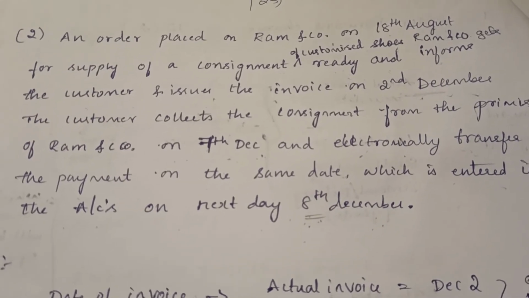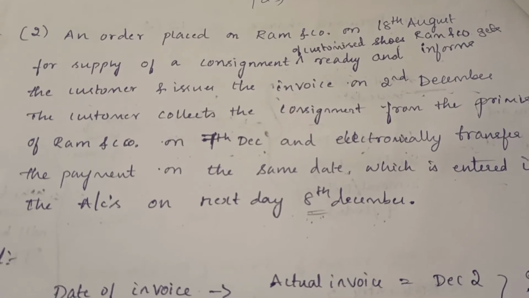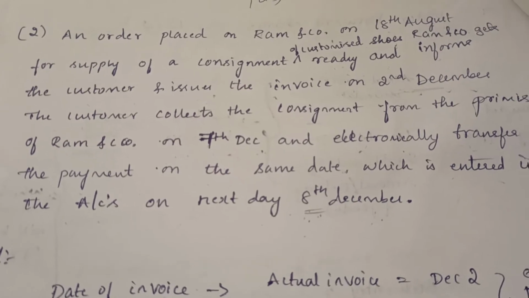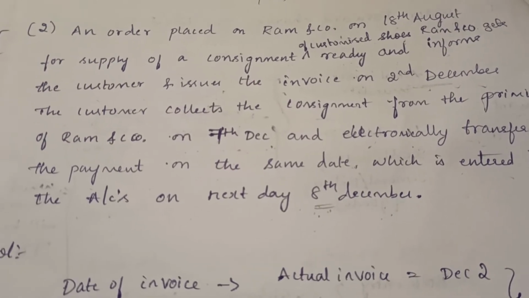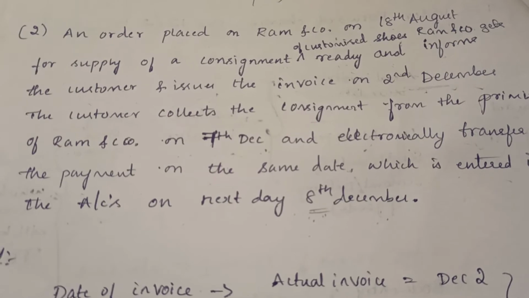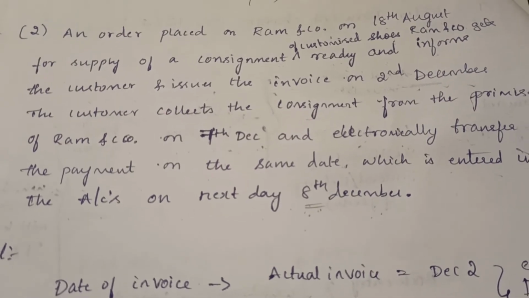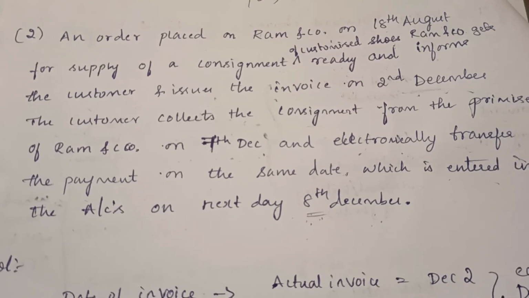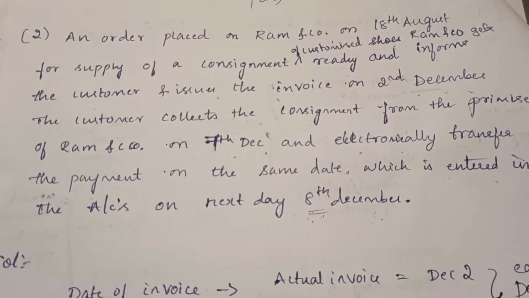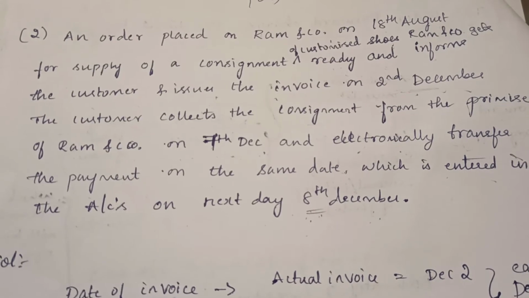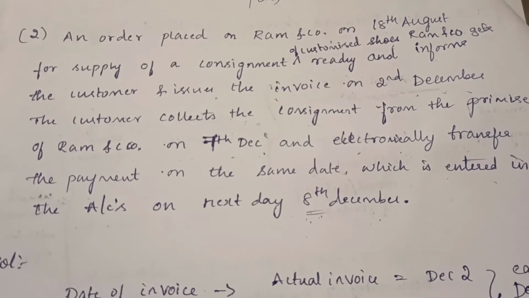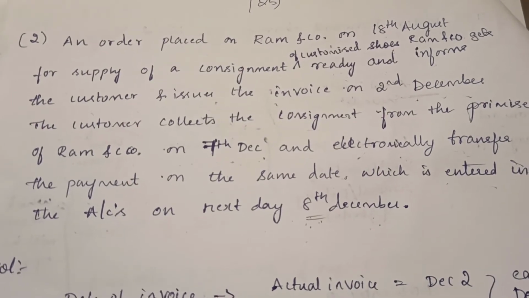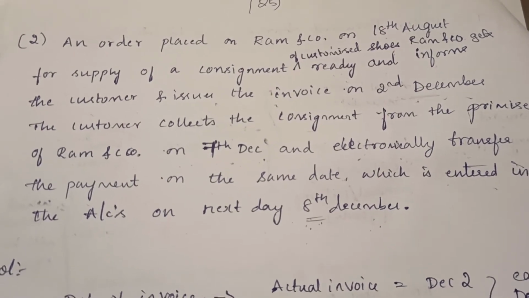Let us see one example under forward charge. An order is placed on Raman Company on 18th August for supply of a consignment of customized shoes. Raman Company gets ready, informs the customer and issues the invoice on 2nd December. The customer collects the consignment from the premises of Raman Company on 7th December and electronically transfers the payment on the same date, which is entered in the accounts on the next day, 8th December.